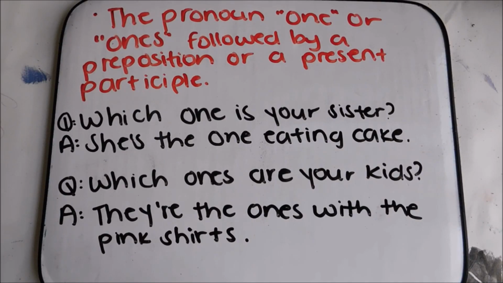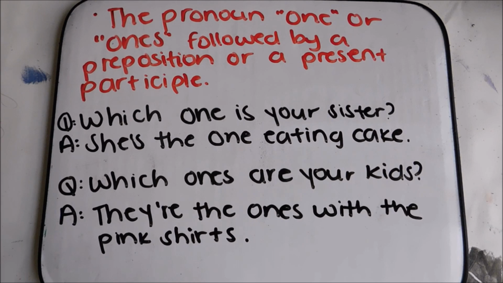We can also use the pronoun one or ones, followed by a preposition or a present participle. In a past unit, we had one or ones to replace objects like mirrors, cushions, headphones, things like that, things in the house. But we can also replace people.